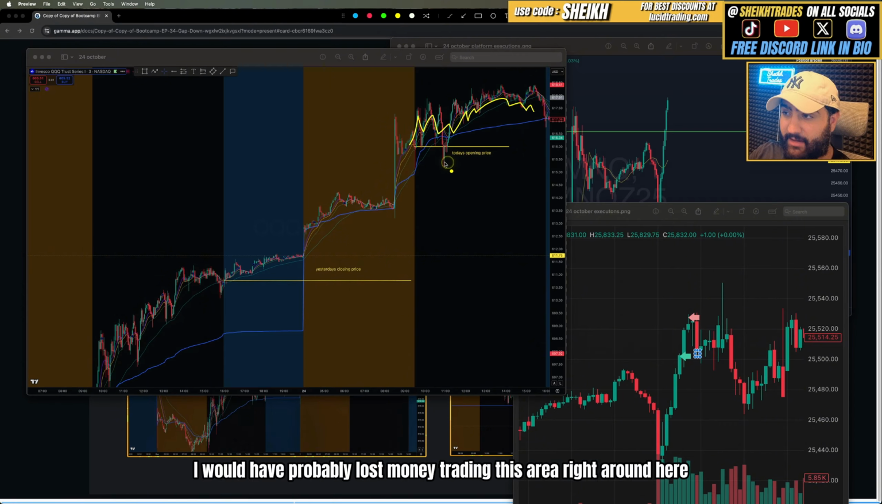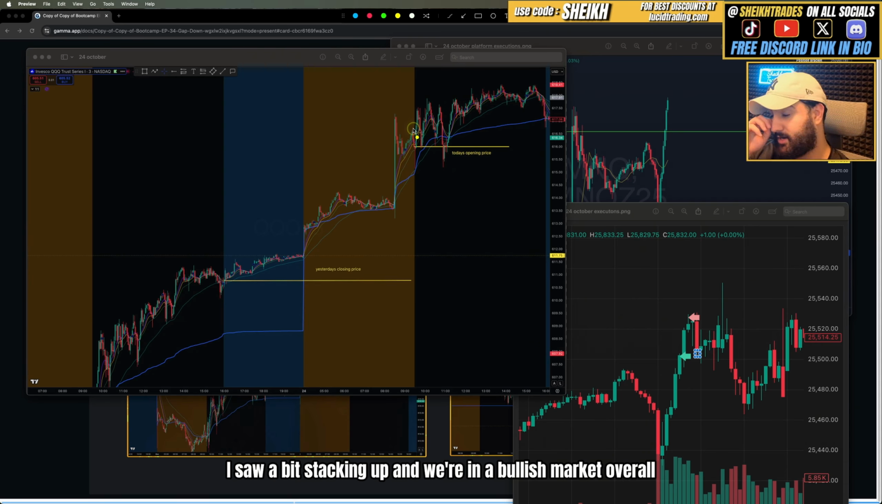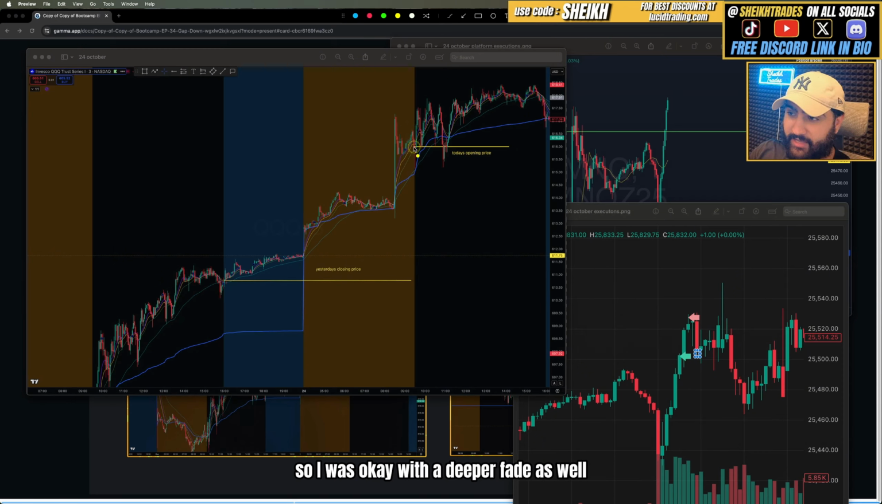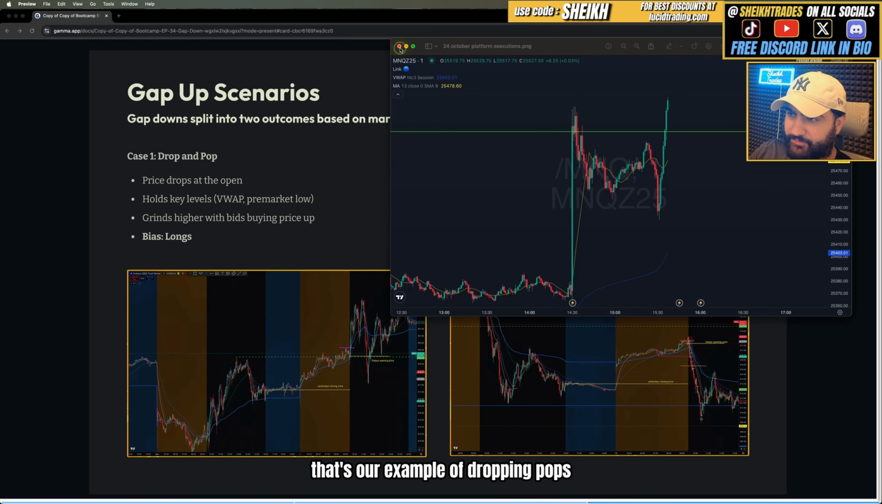Very choppy PA. I would have probably lost money trading this area right around here. So I took my longs as it did a drop, pop. I saw the momentum. I saw bids stacking up. We're in a bullish market overall, so I was okay with a deeper fade as well. Didn't get it, but very nice trade overall. That's our example of drop and pops.